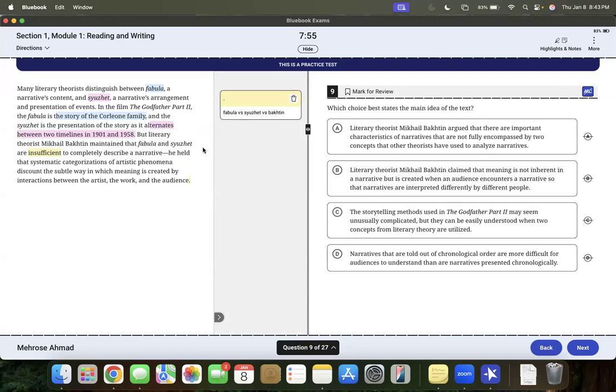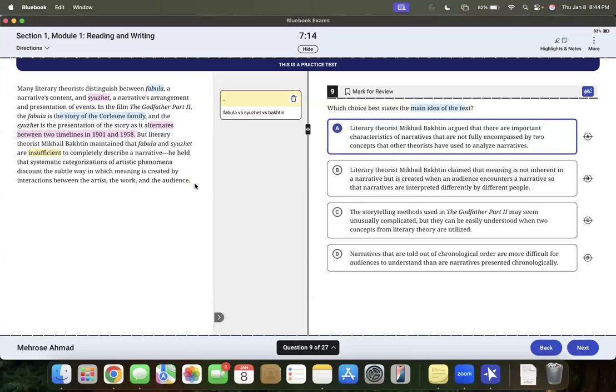All right. Which choice best states the main idea? A, literary theorist Mikhail Bakhtin argued there are important characteristics of narratives not fully encompassed by two concepts that other theorists have used to analyze narratives. This seems to suit really well what we just read, right? The two concepts are the fabula and the sujet, but Bakhtin is saying these are incomplete, and they're not really cohesive enough. B, literary theorist Bakhtin claimed meaning is not inherent in a narrative, but it's created when an audience encounters a narrative, so narratives are interpreted differently.